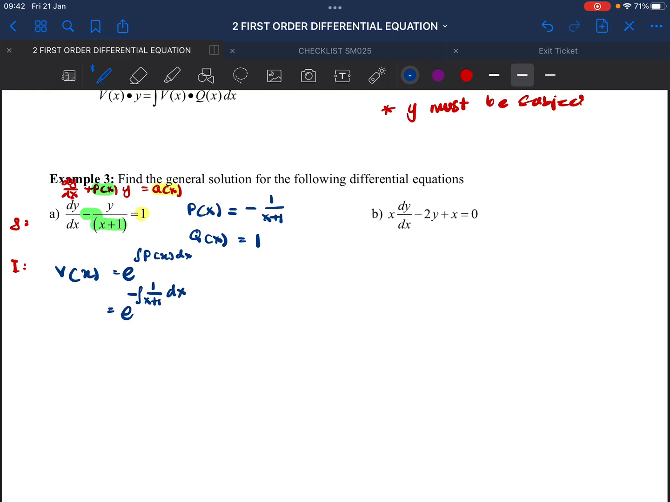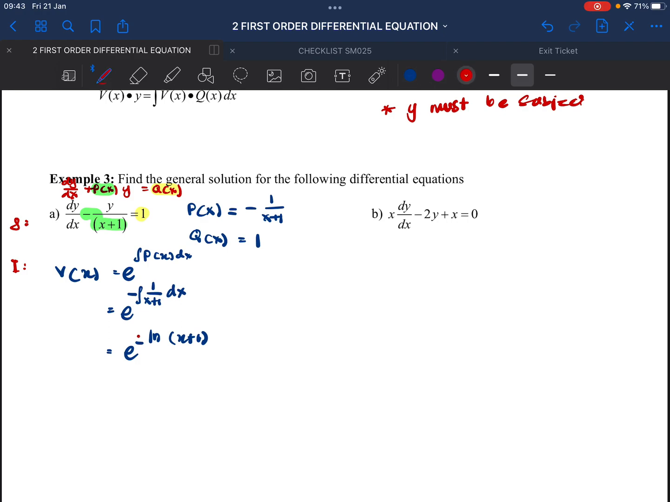Okay, so now you have to integrate negative 1 over x plus 1, which gives us exponent negative ln modulus x plus 1. Okay, letak sebagai bracket lah x plus 1. Okay, belum simplify lagi. This part is crucial. You have to simplify your integrating factor. Okay, so macam biasa, rules of log.